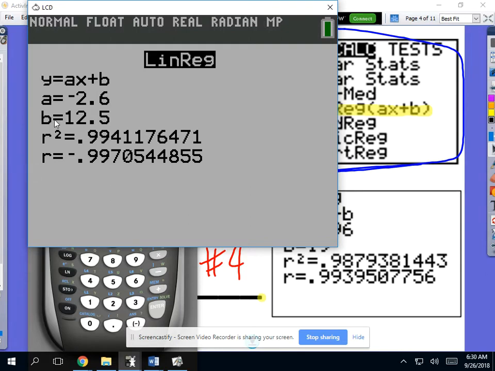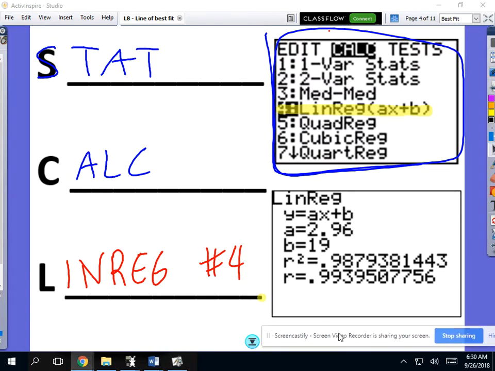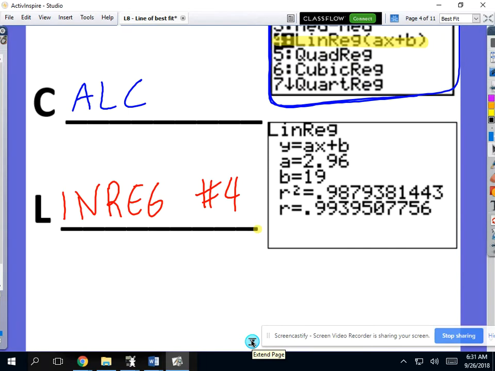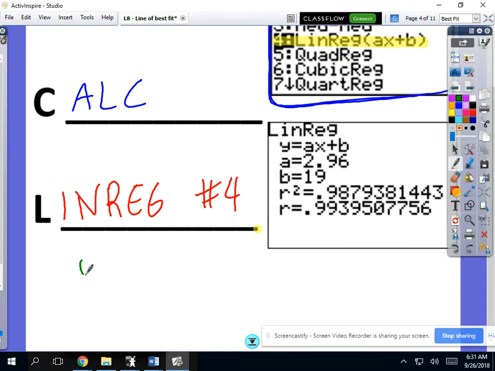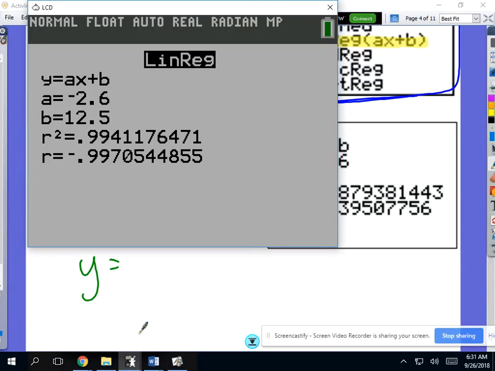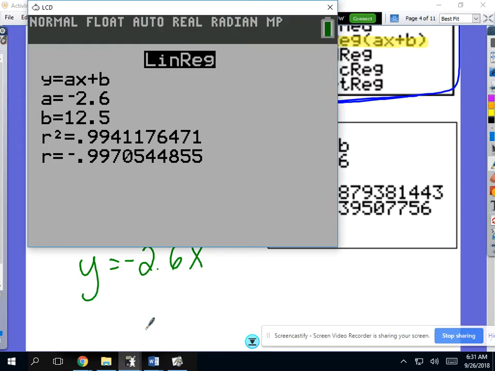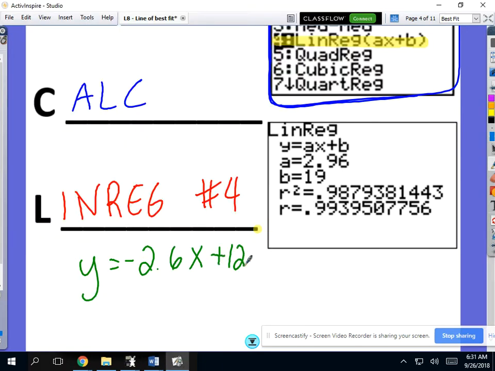So our equation in this case, I'll even write it down here. You can just write it down with me if you'd like. Our equation in this case would be y equals negative 2.6x, and then our b value is 12.5, so plus 12.5. So our line of best fit is always going to be an equation in that form.